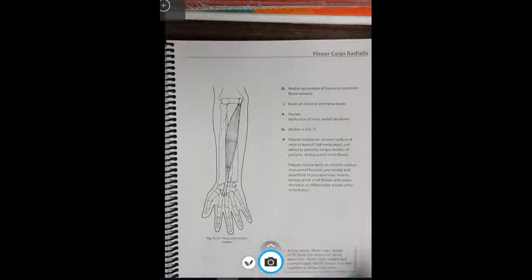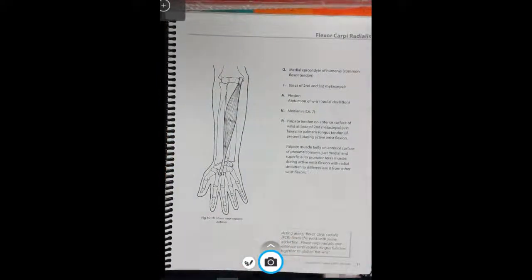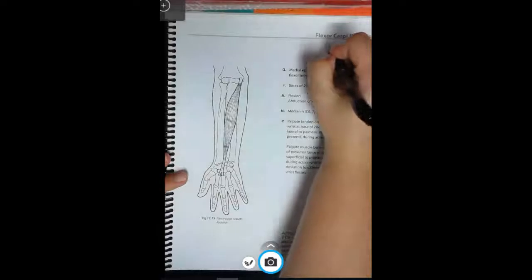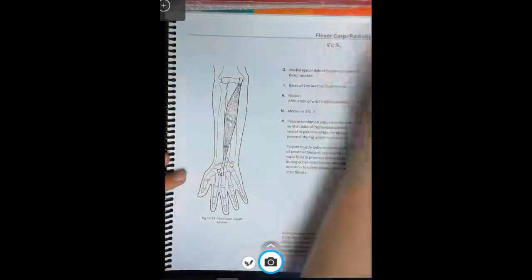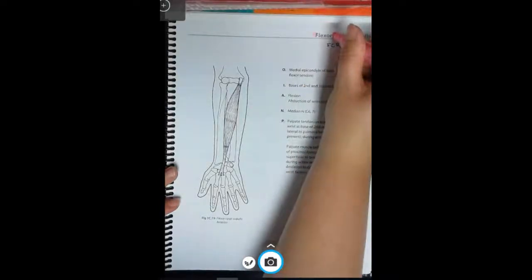Okay, so now we're going to flip a few pages over and go past some of the muscles we've already done. And we're going to start with our forearm and wrist muscles. We left off at triceps, so now we're going to go over here to page 31 and go with our flexor carpi radialis, or FCR. As we go through this, you can write in the first letter of every one of these.